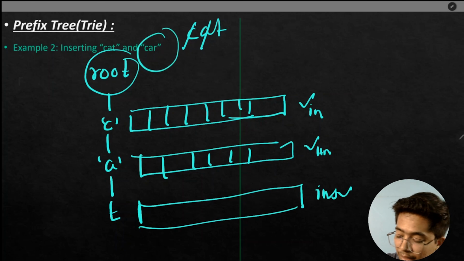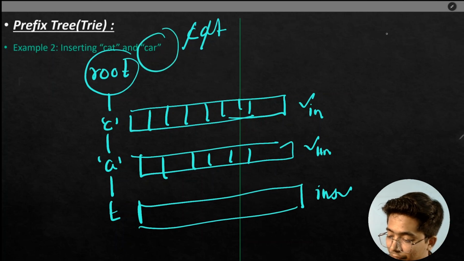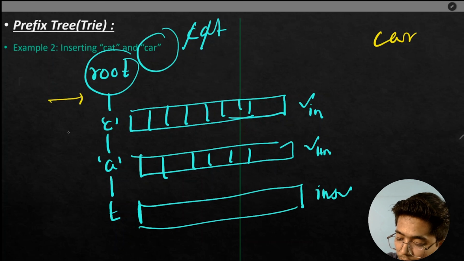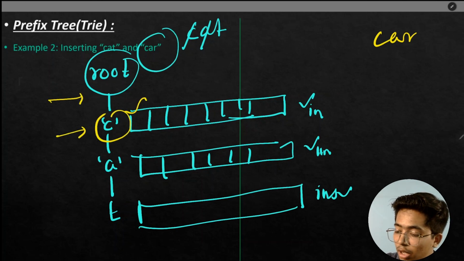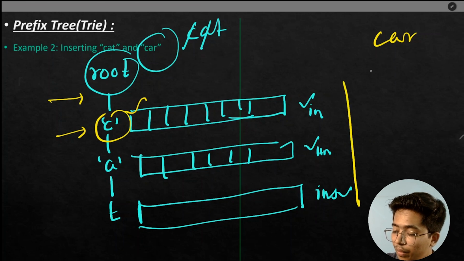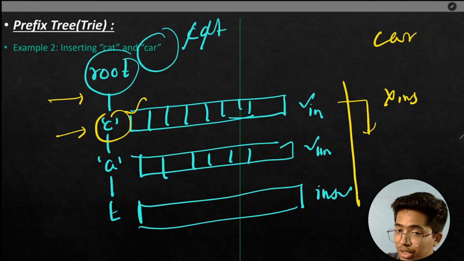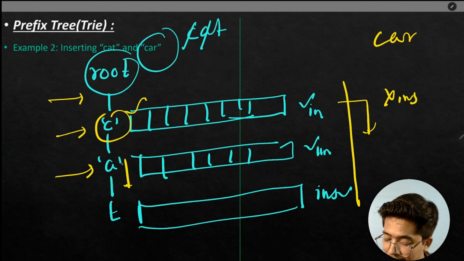Now come to the second example, car. While we insert car, we again start from the root, then we come to the C. Now observe, here C is already inserted, so we will not insert here. We will just ignore it and bring the pointer to the next. No insertion, we just brought the pointer to the next. It will again come here, already inserted, so it will come to the next. Now it will check in the A whether R exists here.